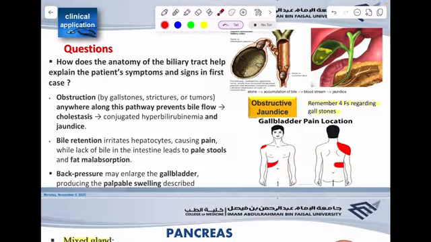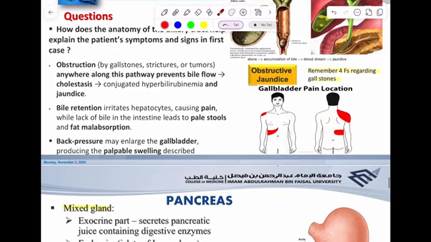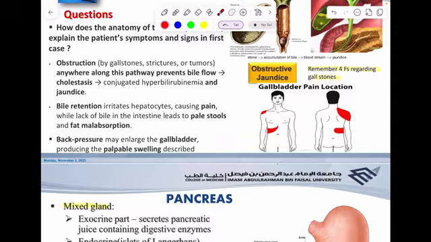بالنسبة للأسئلة هنا, how does the anatomy of the bile tract help explain the patient's symptoms? When we have obstruction, so in our case, مثلا a stone, we're going to have accumulation of bile, and so it's going to go through the bloodstream, and we're going to have jaundice. That's what causes the conjugated hyperbilirubinemia, as well as the jaundice, زي ما قلنا. And so the bile retention is going to irritate the hepatocytes, اللي هي the cells of the liver, and it's going to cause pain, while lack of bile in the intestine leads to pale stools, as well as fat malabsorption.